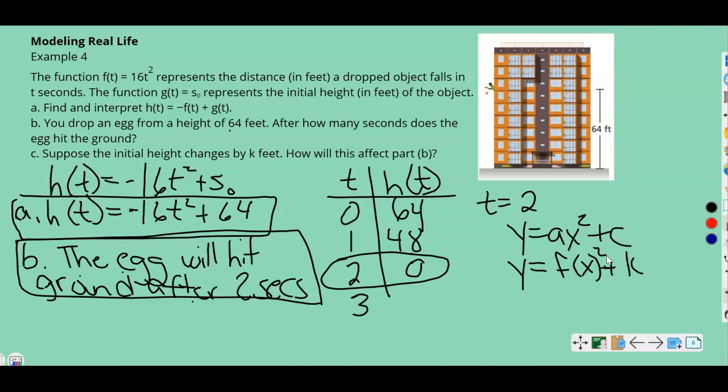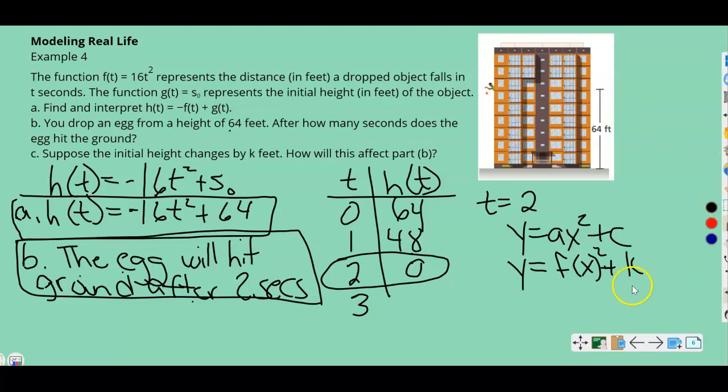So we know that the initial height changes by k. If it goes up higher, if the initial height goes higher, it's going to take longer to hit the ground. So if k is greater than 0, then it's going to be a few seconds, or it's going to be a little bit more time hitting the ground. If k is less than 0, that means it's going to move down closer to the ground when you drop the egg. So the egg would take less than 2 seconds to hit the ground.